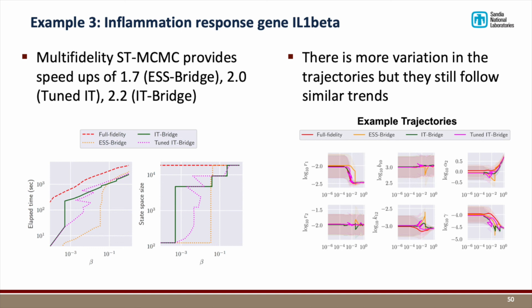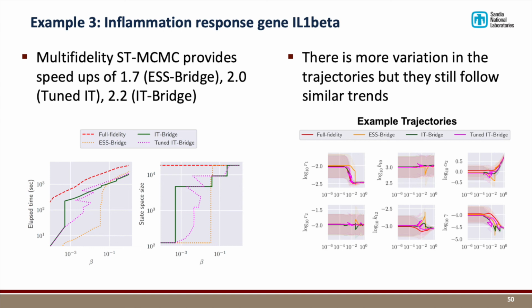We can also look at trajectories through the parameter space as a function of the annealing factor. We see that there are significant variations between the different trajectories taken by the ESS bridging technique and the information theoretic bridging techniques. We see that the different parameters, for example R1, B10, and K12, show significant deviations for the ESS bridging estimate.